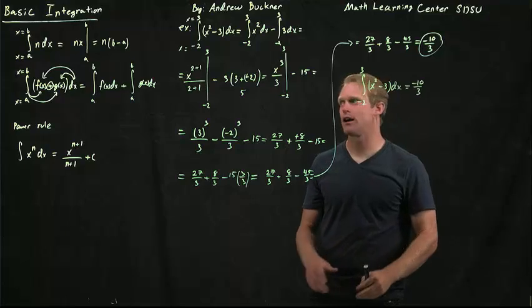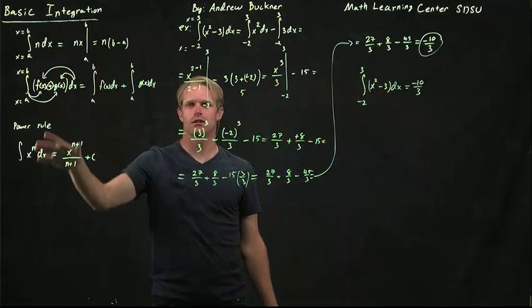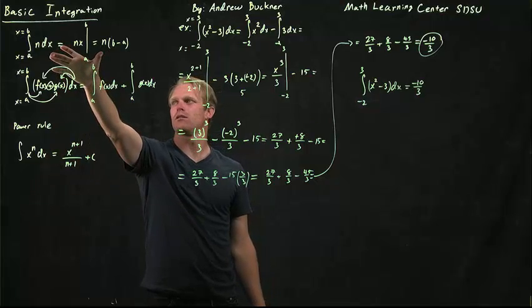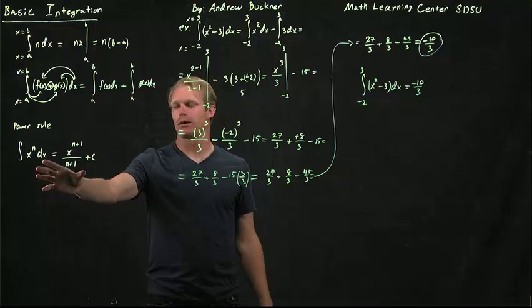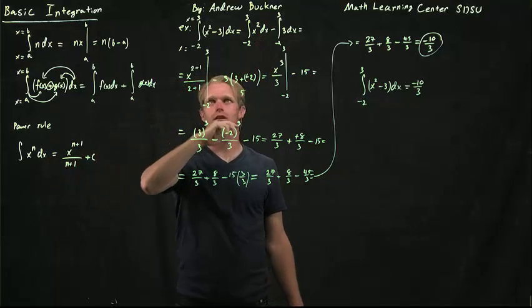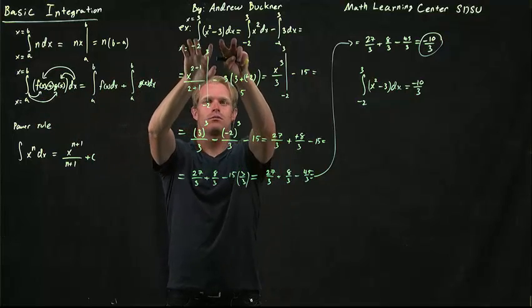We see here that we used all three of these integration methods: the first one to do the constant value, the power rule to do the exponential value here for the x squared, and then the second one to break apart the integral there.